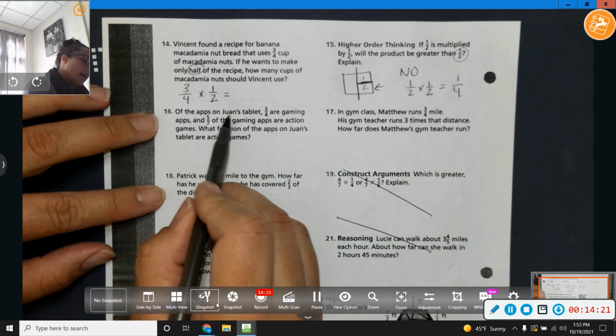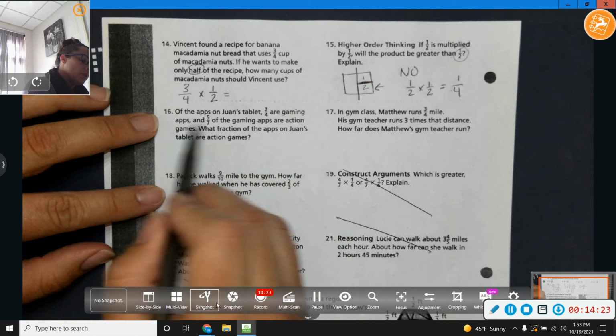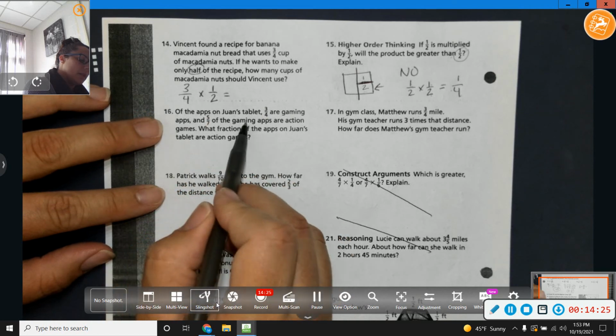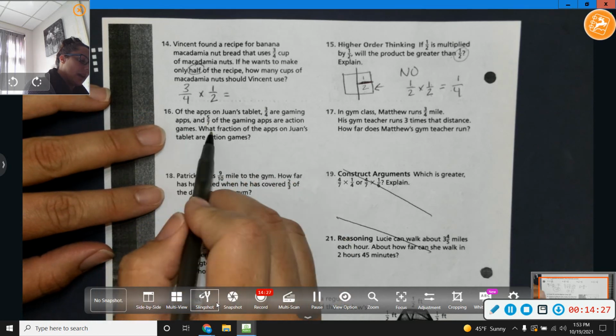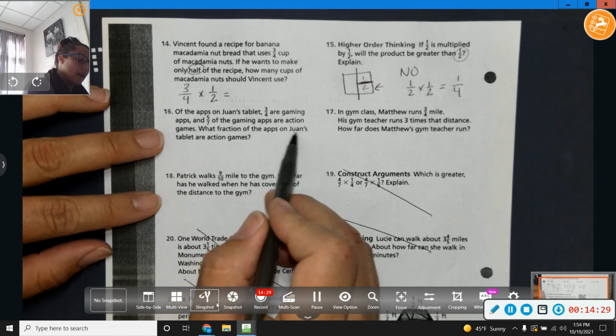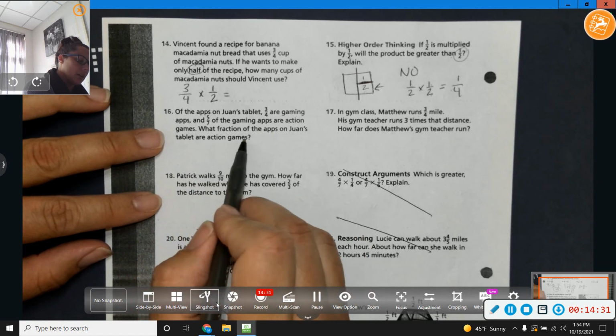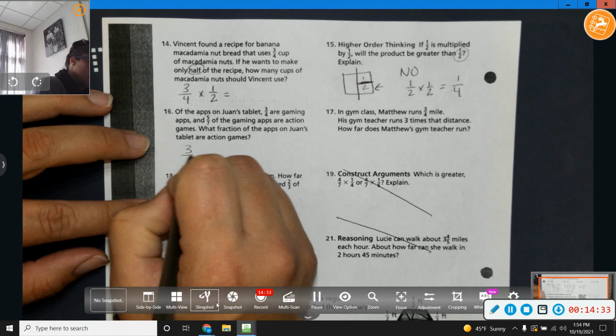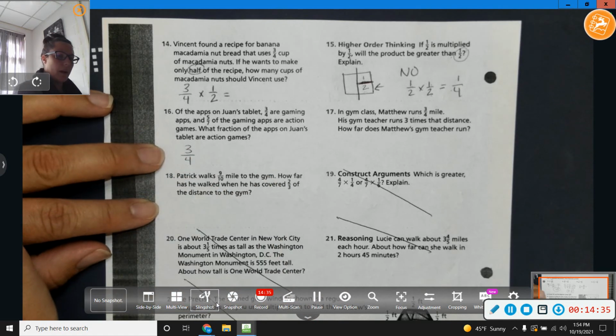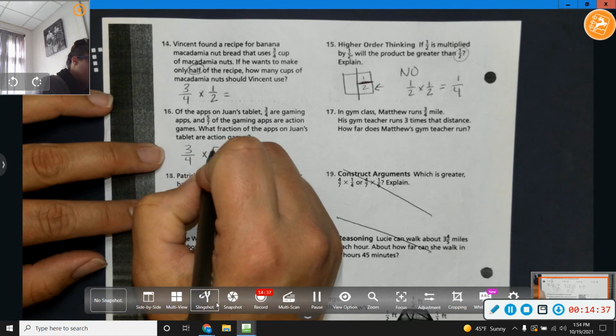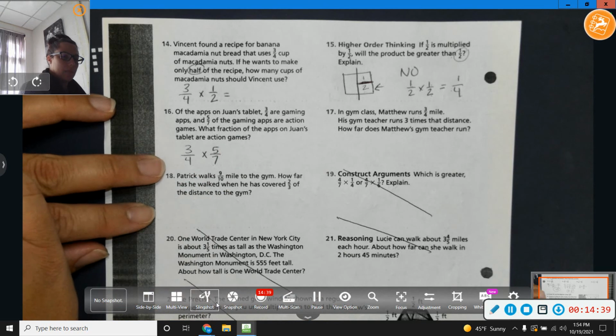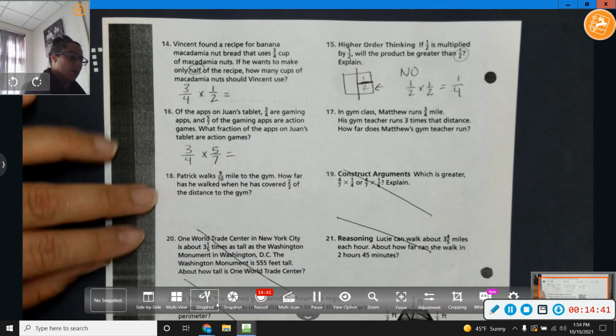16. Of the apps on Juan's tablet, 3/4 are gaming apps and 5/7 of the gaming apps are action apps. What fraction of the apps are action apps? So if he has 3/4 of them are gaming apps times 5/7 action apps, see what you can do.